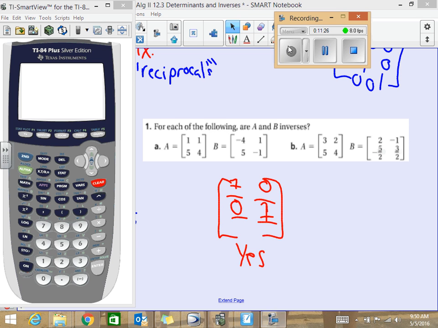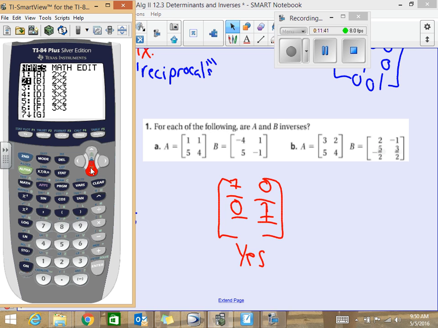Okay, so I entered these on my calculator. Now, to see if they are multiplicative inverses, I'm just going to multiply them together. So in matrix world, grab A, then grab B. Now, if I multiply them together and I get the identity matrix, they are inverses. If I don't, they're not. So if I put that in, and they are.